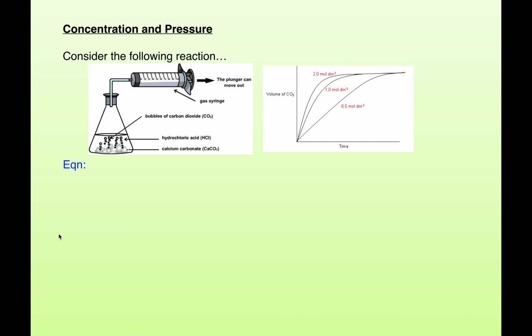Okay, now we are going to talk about concentration and pressure. So let's look at the following reaction. Let's analyze what we have. We've got hydrochloric acid, calcium carbonate, carbon dioxide is given off, and we collect that in the gas syringe. There you go. That's going into there, isn't it? And then we plot the volume of carbon dioxide on the y-axis against time.